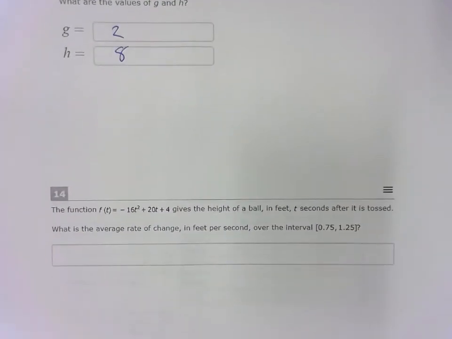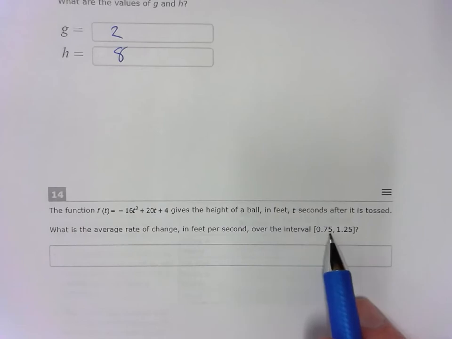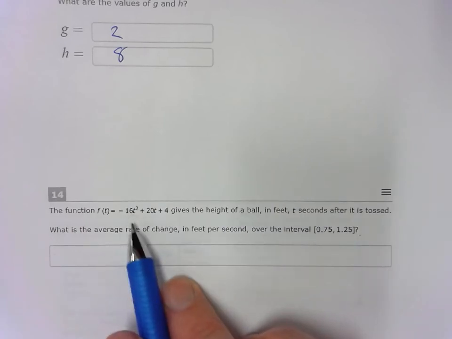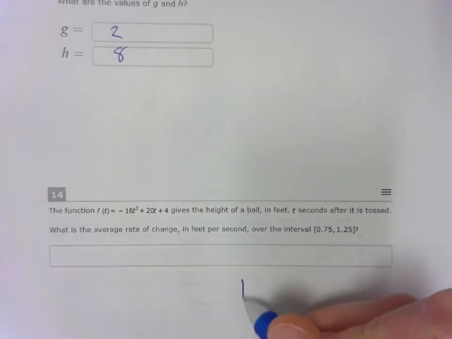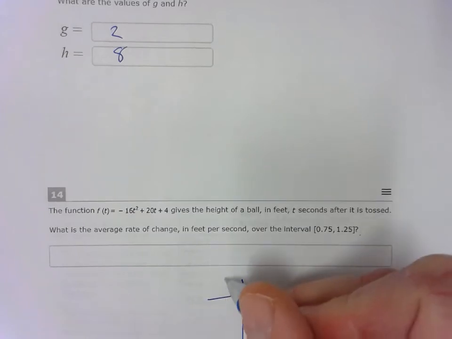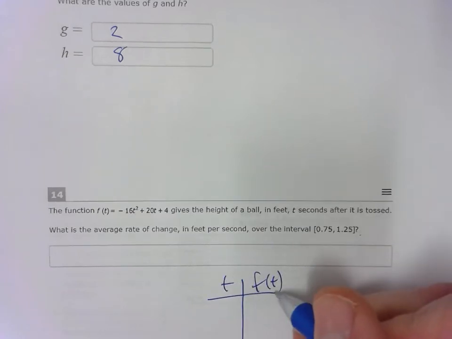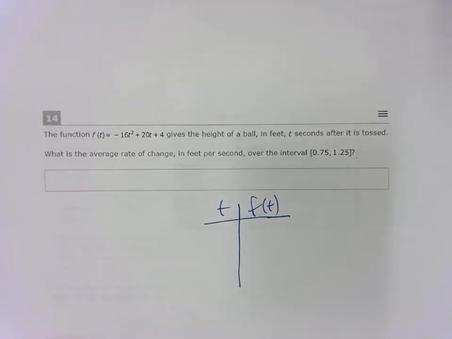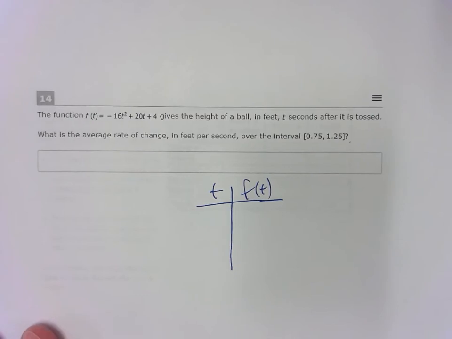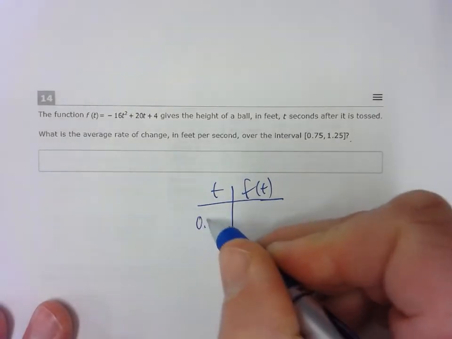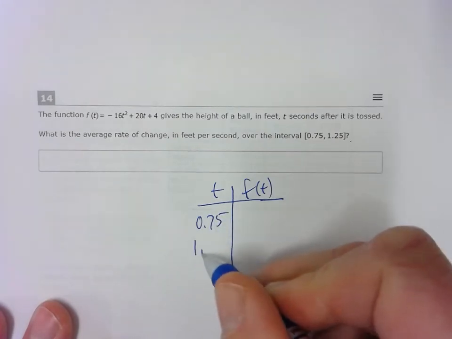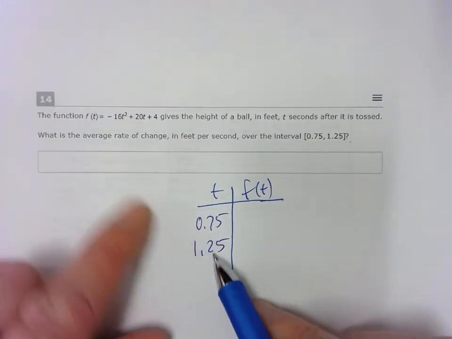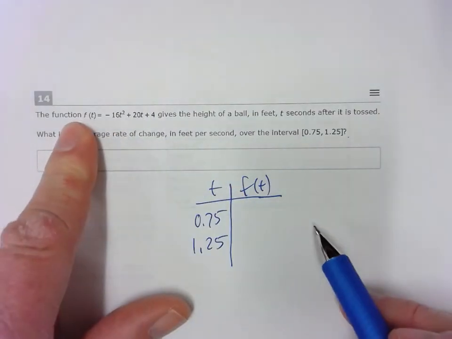It wants to know the rate of change over the interval. So we have a falling ball. We need to put these numbers in for t and then figure out how much it's changing. So I have t and f of t. I need to put in 0.75 and 1.25. I put these two in for t, and then I get back the height of the ball.